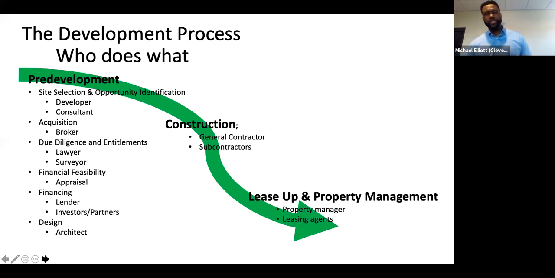So this process, this might be the most important slide out of the whole series. It gives you a very high level view of what the development process is. And it's very, very important that you get that pre-development process down pat. Next slide.